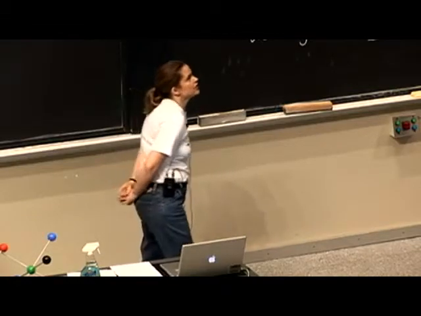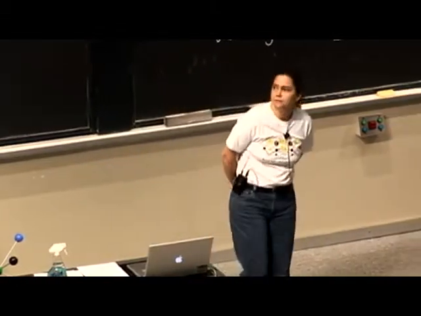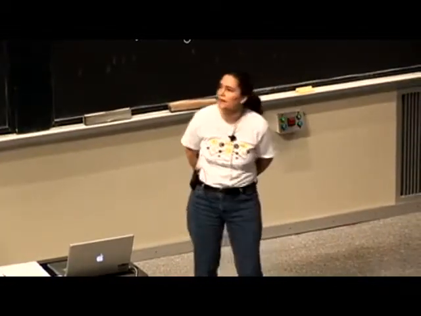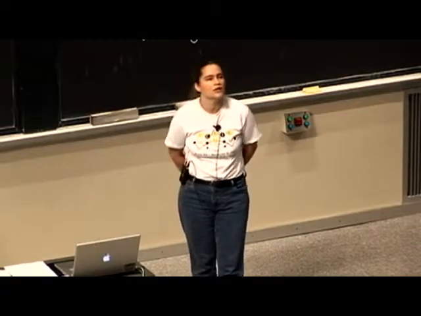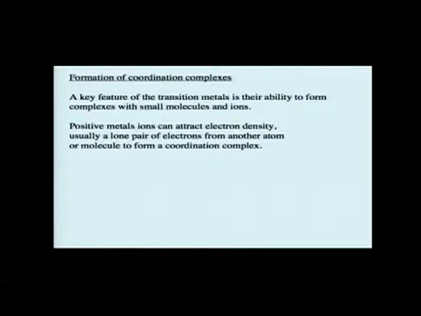The way that they do this is metals can attract electron density, usually a lone pair of electrons from another atom. And so they can form what are called coordination complexes.